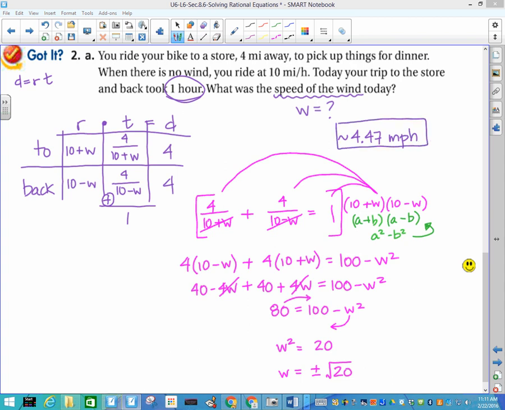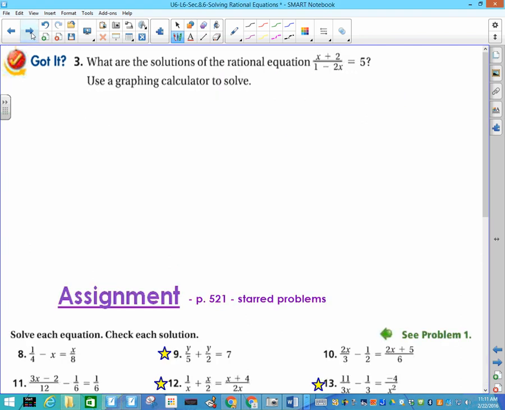Okay, last problem. What are the solutions of the rational equation x plus 2 over 1 minus x equals 5? Now, use a graphing calculator. You can use one if you want to. You don't have to. You won't have one on the test, but if you want to check and know that you're doing the right things while you're doing your homework, I don't object to that at all, okay? And if you want to know how to use it to check your answers, then let me know and I will be glad to help you with that.